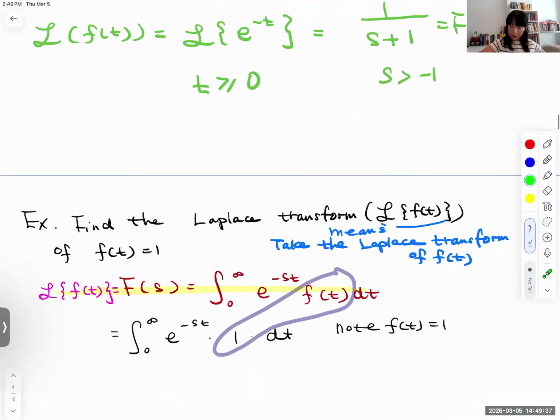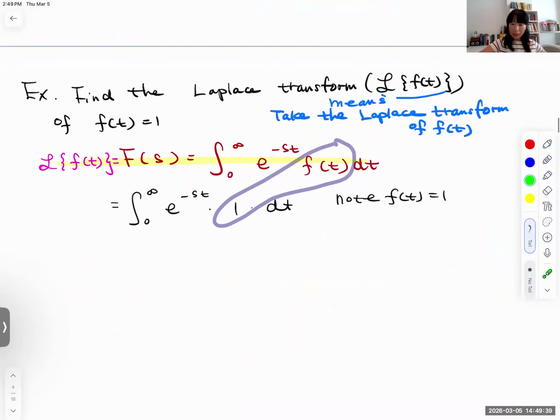So we have this example, okay? Find the Laplace transform. So we have script L and curly bracket f of t, where f of t equals 1, right? As I told you earlier, this means take the Laplace transform of f of t, right? So that means we get the uppercase F of s, yeah?